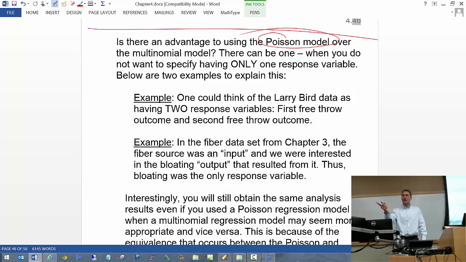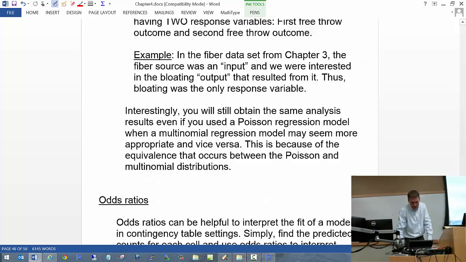Like with the fiber data. We had to pick, well, it makes sense, it has to be the bloating response. It wouldn't make sense to think of the type of cracker that a person is given as a response. We're looking at, well, how does the cracker affect bloating? Where with the bird data, you can kind of think of, okay, what happens on that first attempt, that's kind of a response. What happens on that second attempt, that's also kind of a response. So maybe a Poisson model might be the better way to approach it than a multinomial setting. So that's what it essentially comes down to.